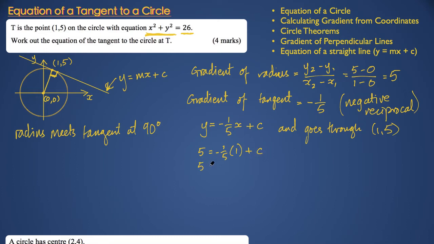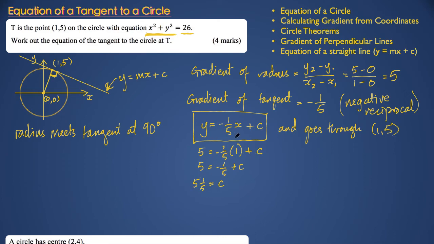So 5 equals minus 1/5 times 1, which is minus 1/5, plus c. Solving to get c on its own, I'm going to add 1/5 to both sides. 5 and 1/5 equals c. So I know that this was the equation of my line, but I didn't know what c was. Using the points that it goes through, (1, 5), I've substituted those values in, and I've found out what c is.